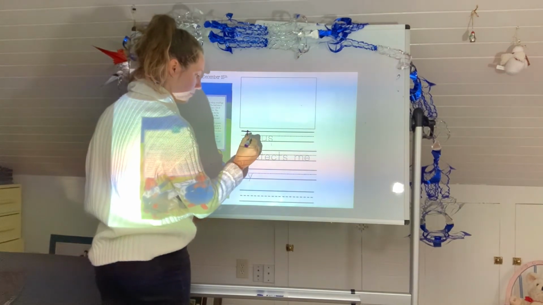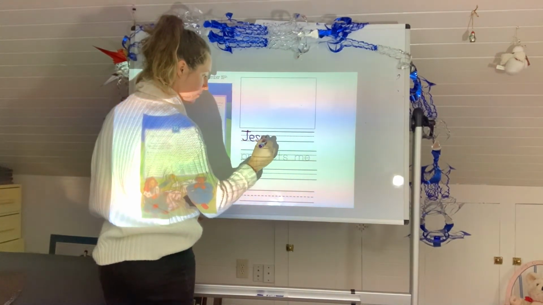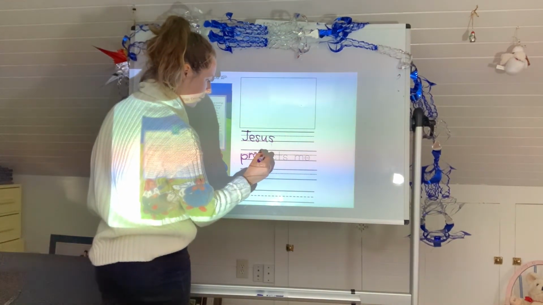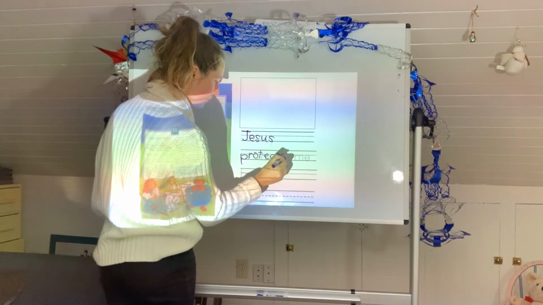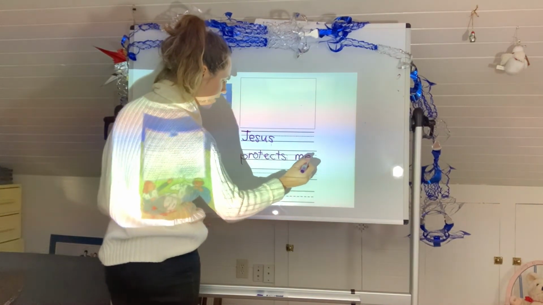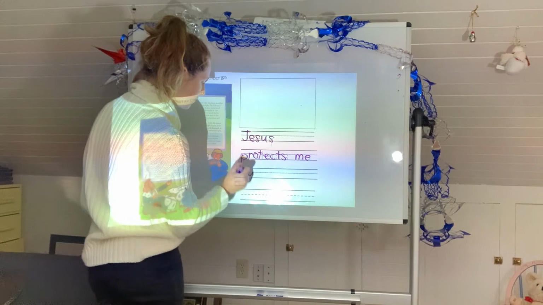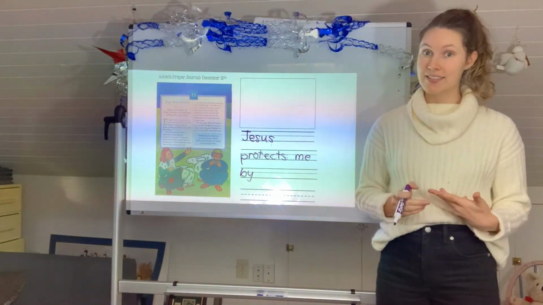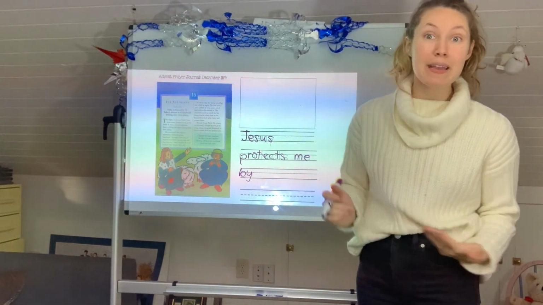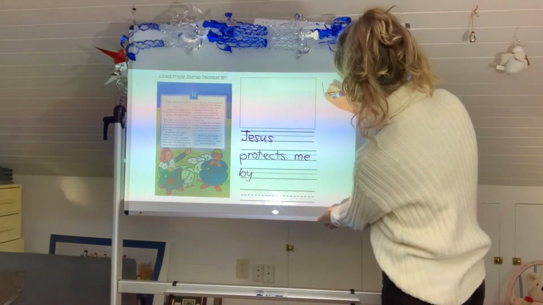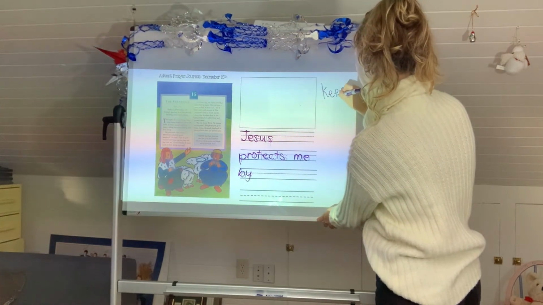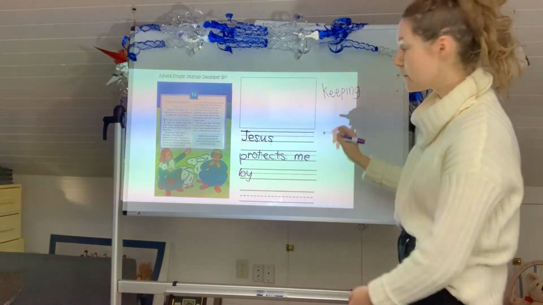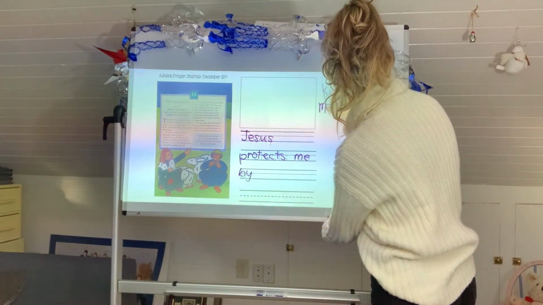Jesus protects, or takes care of, me by, and now we're going to think about ways that Jesus protects us. The ways that he protects us is by keeping us safe. So you could write keeping me safe.